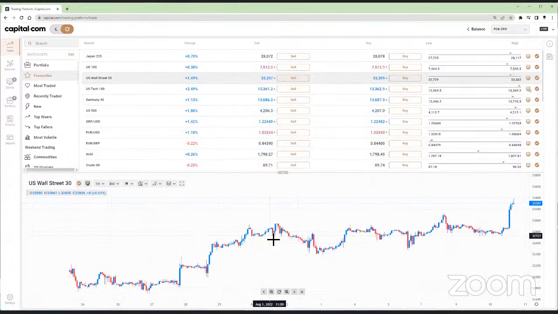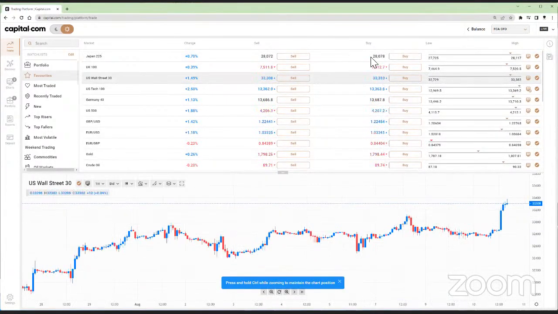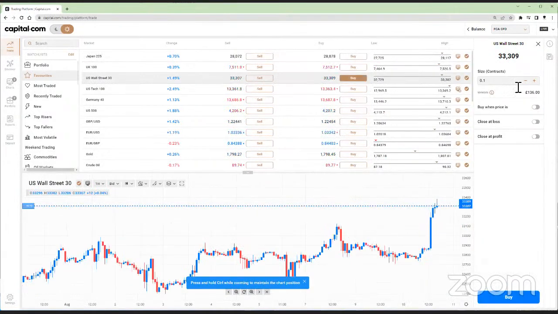I've done my analysis here based on my charts, and I think it's going to go up. So I'm just going to do a little buy. So this is the contract, very important. And the size here is 0.1. And you can see the margin required to trade 0.1 is about 136 pounds roughly, based on the price fluctuation.